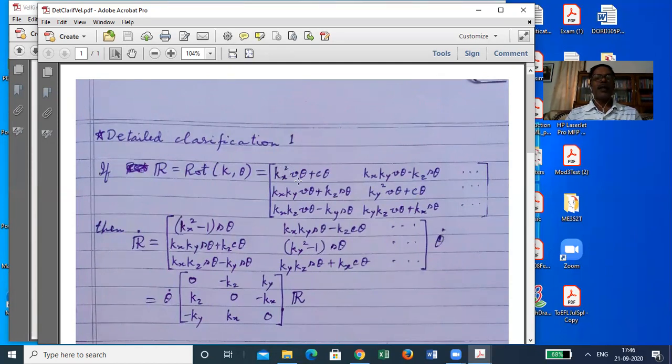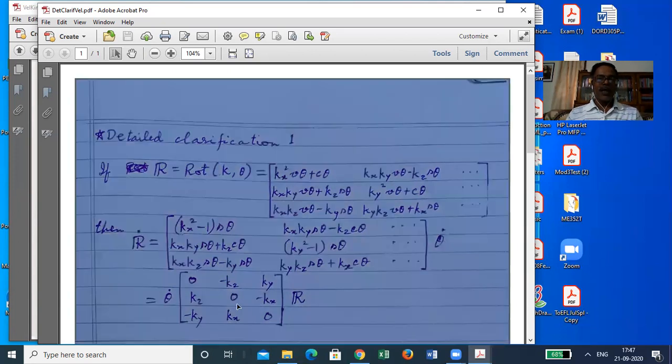So this will be kx square into sine theta minus simply sine theta. That is together this. This will be kx ky sine theta plus kz cos theta. That is here. Similarly, this and so on. Okay. So the way these three have been done, the same way you will do these three and then the other three also. Fine, do that according to this. And then now, in the next line, I have kept this theta dot on this side, and claiming this to be just this matrix into the original matrix R. And this you should verify.